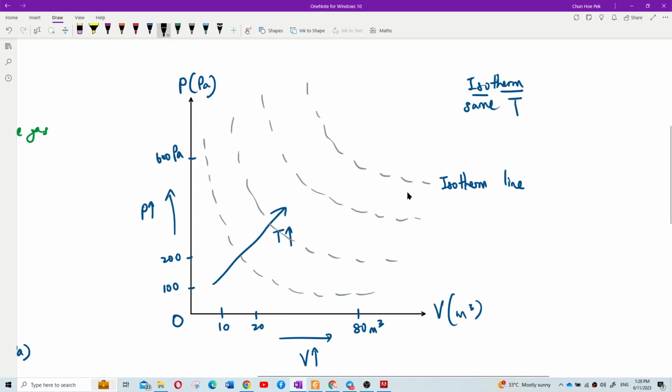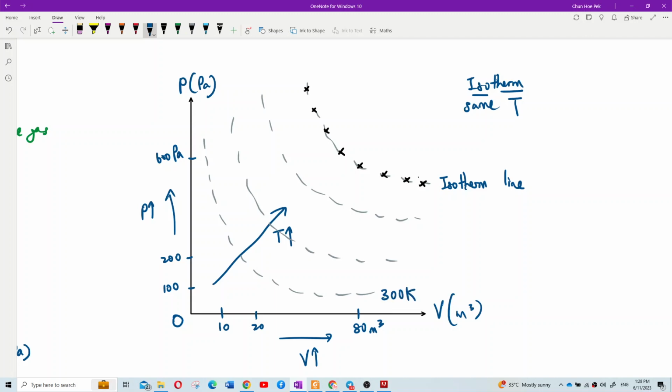Understand, class? Let's say I have a point over here, over here, over here, over here. They all have the same temperature, class. The isotherm line which is nearer to the axis is the lowest temperature. The isotherm line very far away is high temperature.